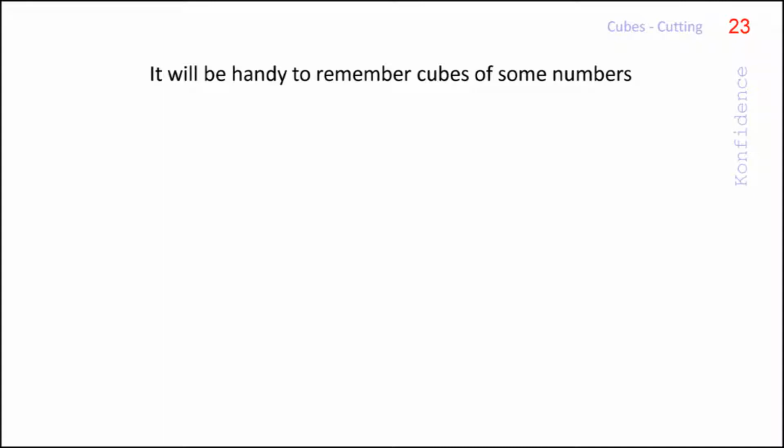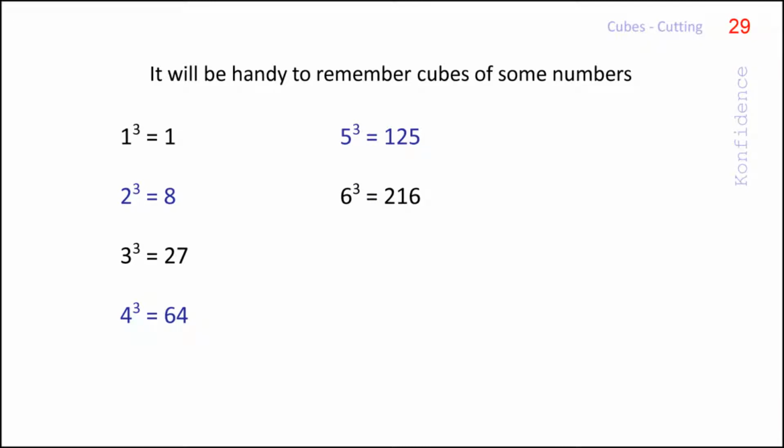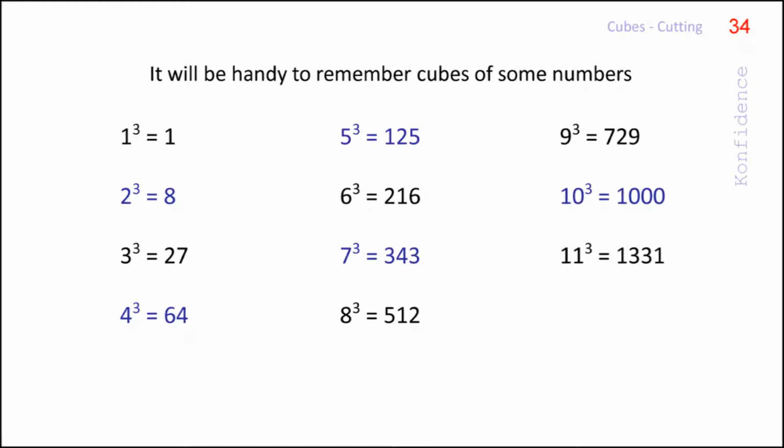It will be very helpful if you can memorize the cubes of some numbers. 1 cube equals 1, 2 cube equals 8, 3 cube equals 27, 4 cube equals 64, 5 cube equals 125, 6 cube equals 216, 7 cube equals 343, 8 cube equals 512, 9 cube equals 729, 10 cube equals 1000, 11 cube equals 1331, 12 cube equals 1728.